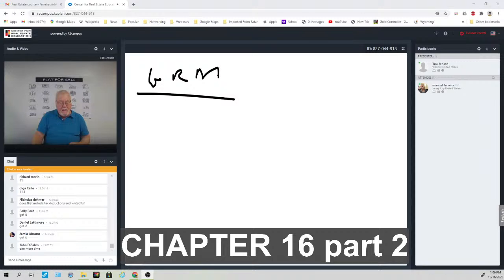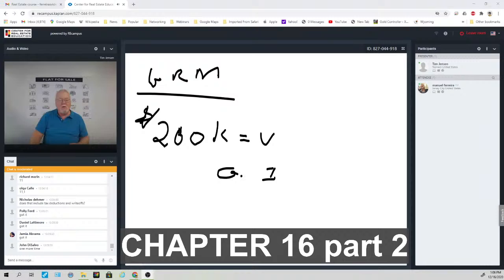So, in the case where the value is $200,000 on a sold property. How do I know? Because I looked in the MLS to determine it. And the monthly income, and now this is based on monthly income. So it's $200,000 value, and the gross monthly income was $1,400.